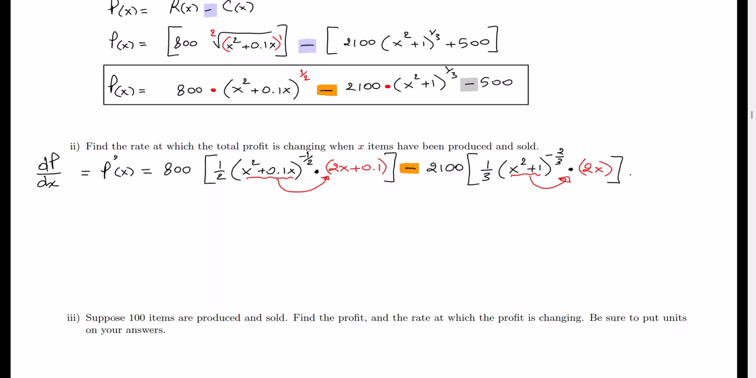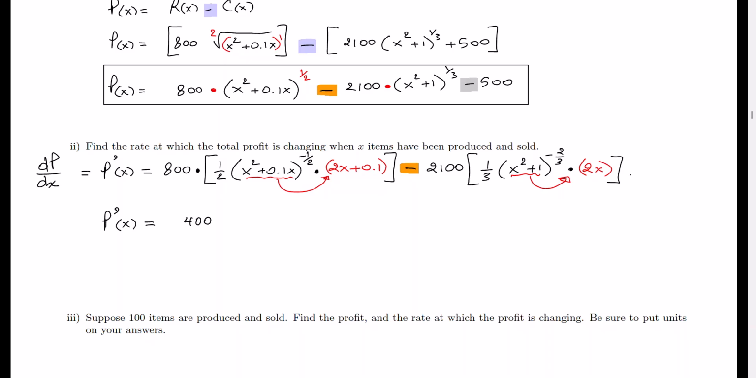Now, my derivative looks kind of crappy, and I'm going to spend a little bit of time here to make it look as pretty as possible. What I'm going to do is multiply the 800 with the 1/2, and that's it for the first part. There's not really much else I can do. And by the way, 800 multiplied by half is just really 400.